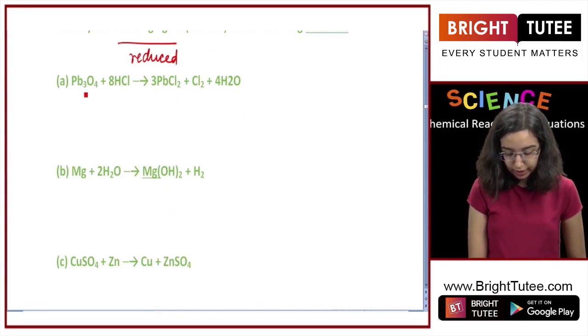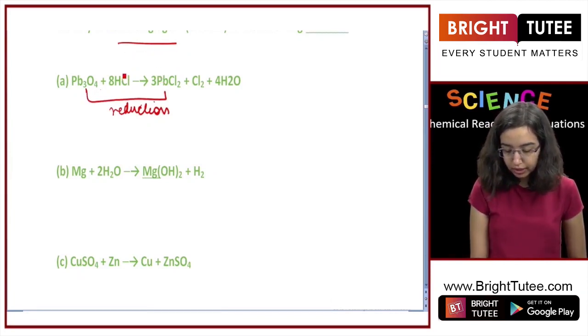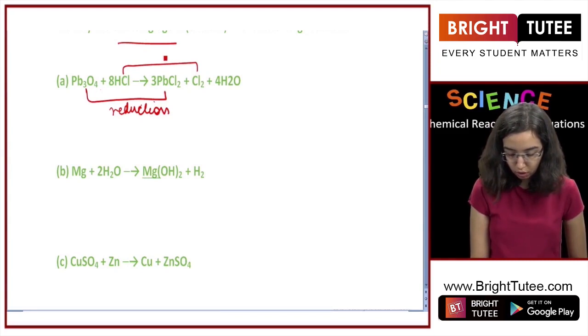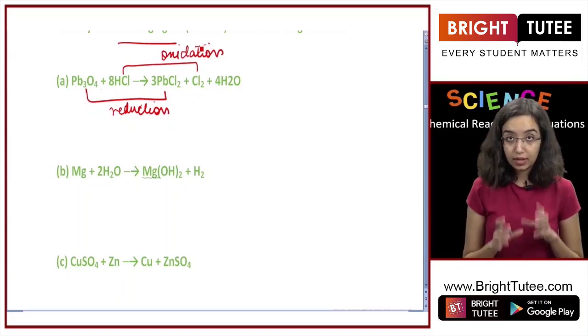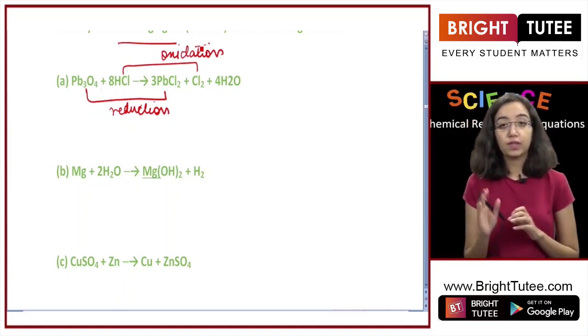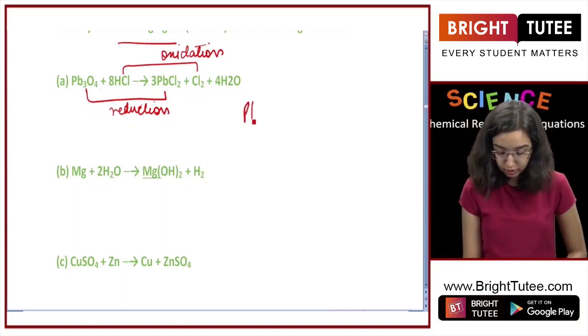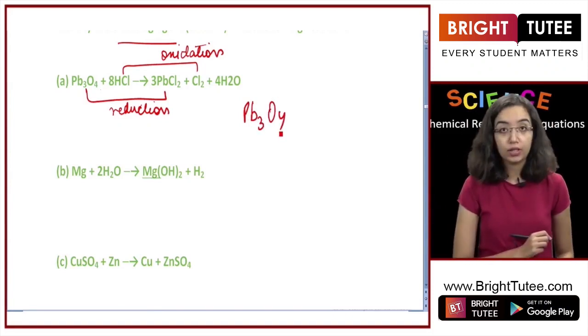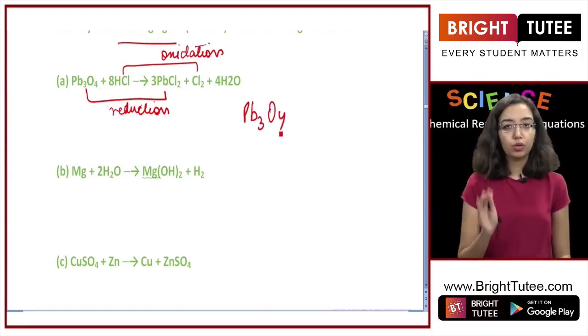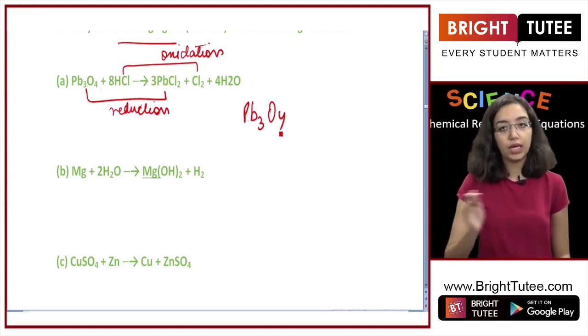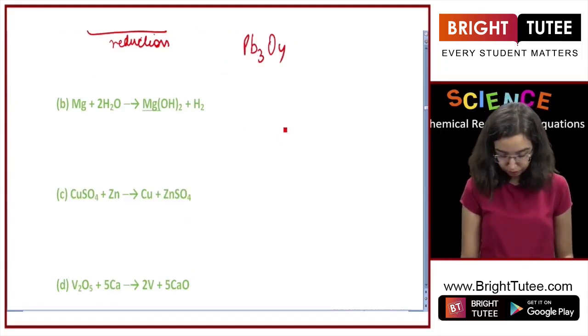So here you can see that lead oxide, Pb3O4, initially had oxygen but now it does not. So this has gone through a process of reduction, and this has gone through a process of oxidation because it has lost hydrogen. So whichever substance, I told you this before, the oxidizing agent is the substance which gets reduced. So your answer here is Pb3O4, which is lead oxide, right? Simple deal, but don't get confused between the substance which gets oxidized and the oxidizing agent.